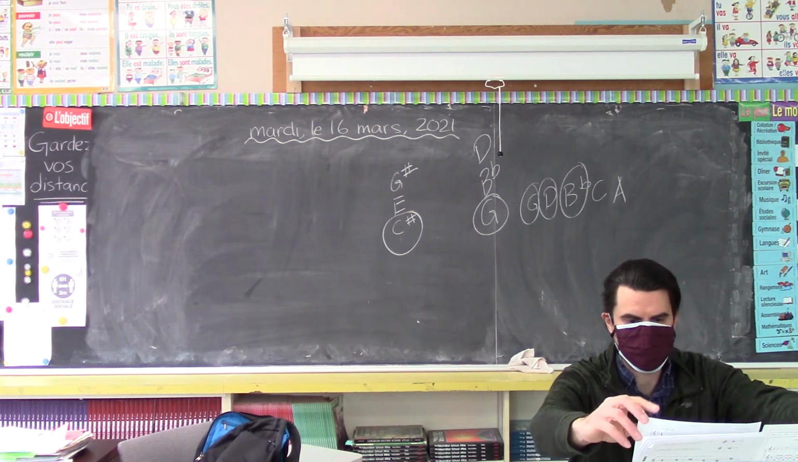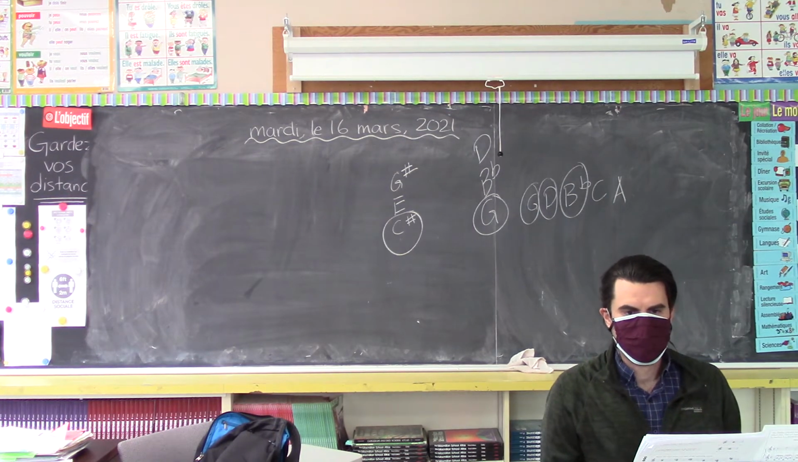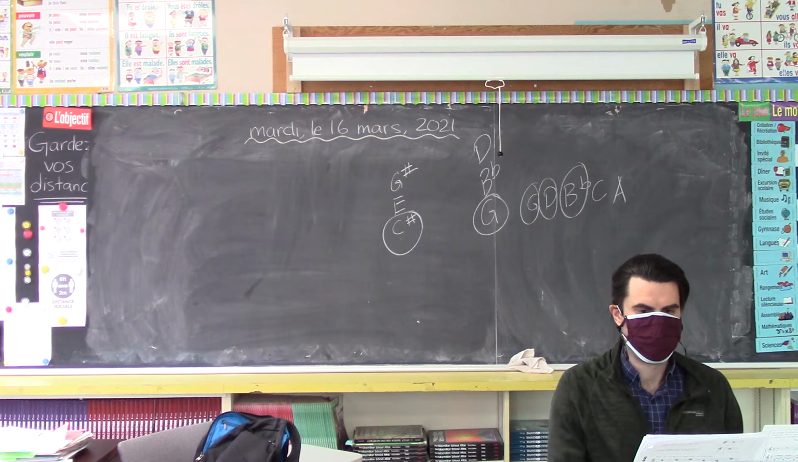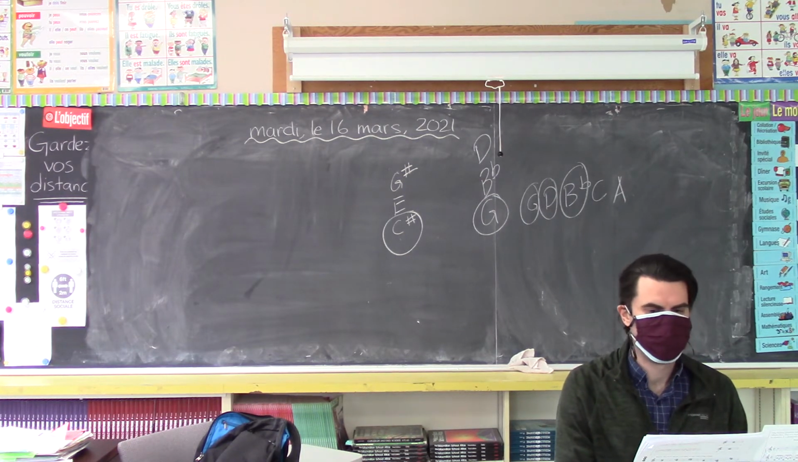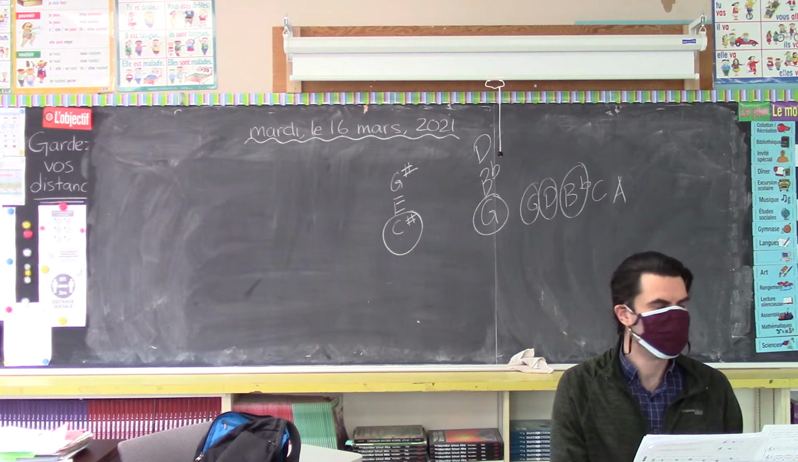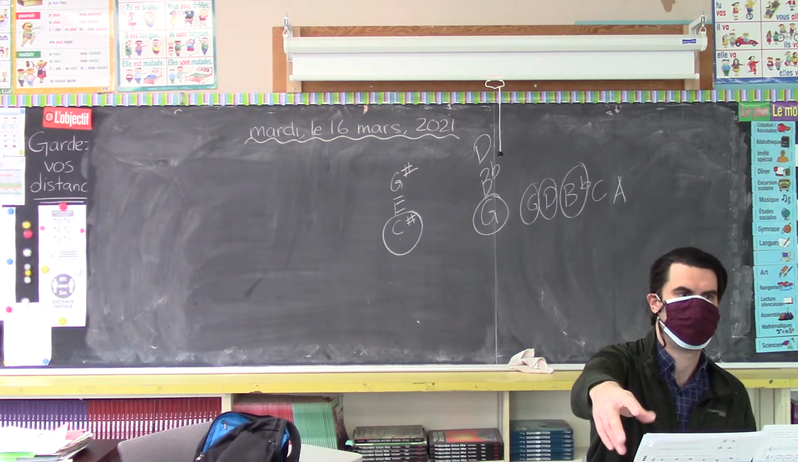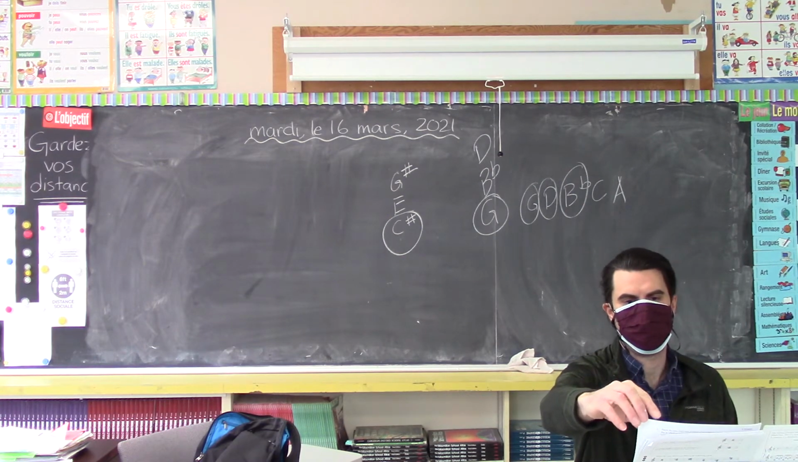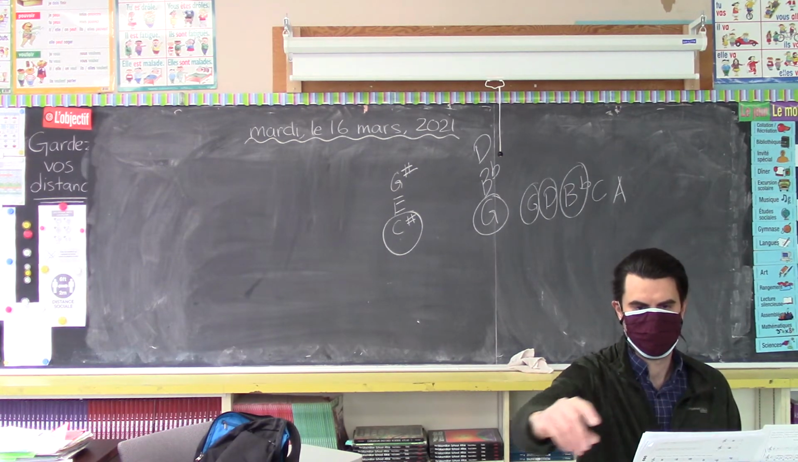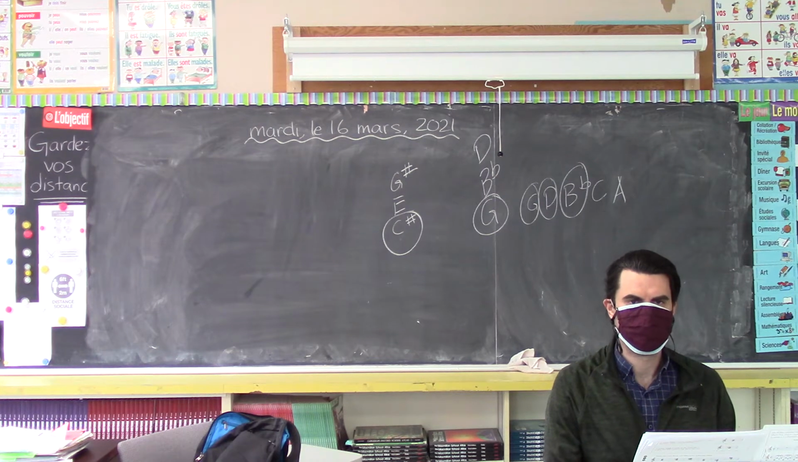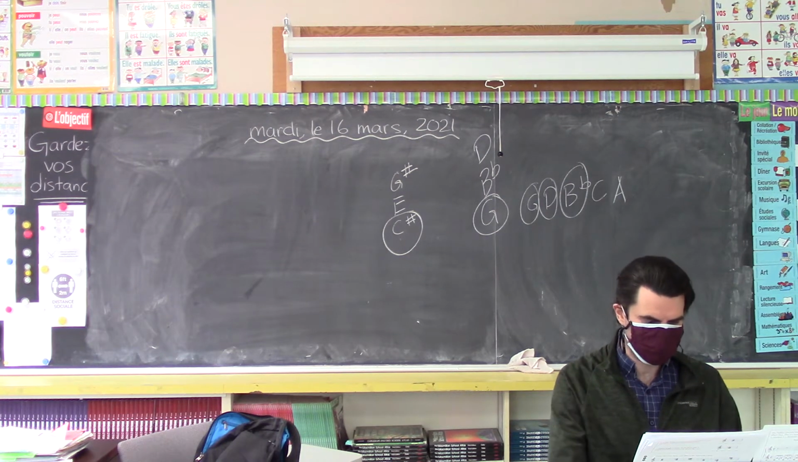Back up to the top for letter D. Wait, so what is the type and position? So the type was minor, and the position is root position. We'll do root position. We'll do inversions on Thursday. Okay, back up to D.